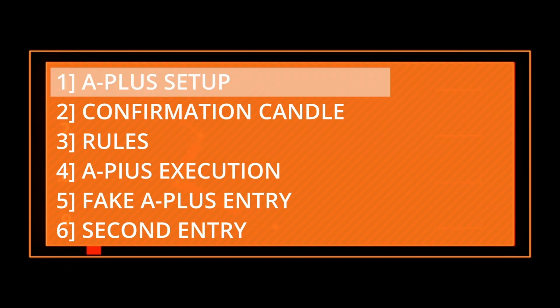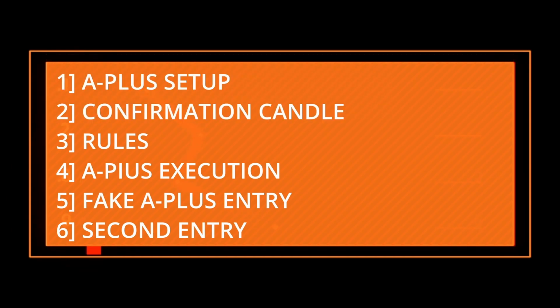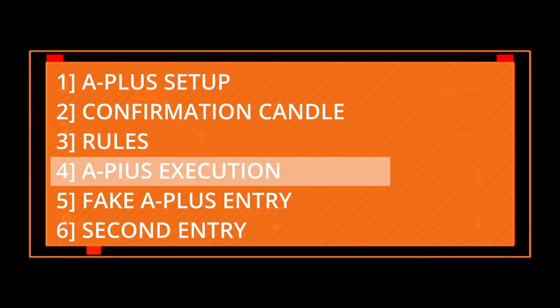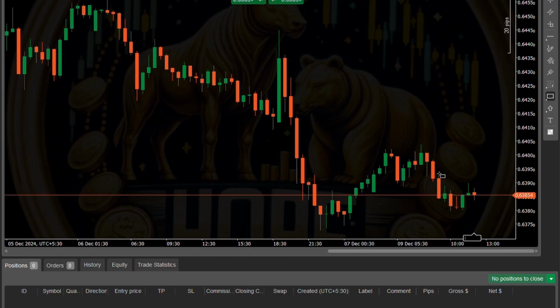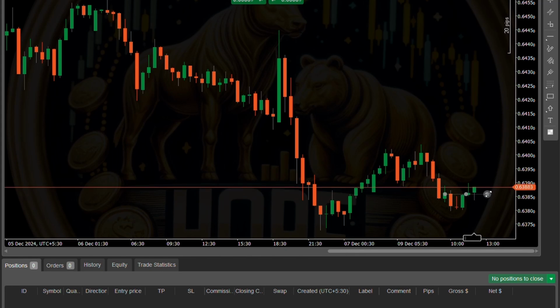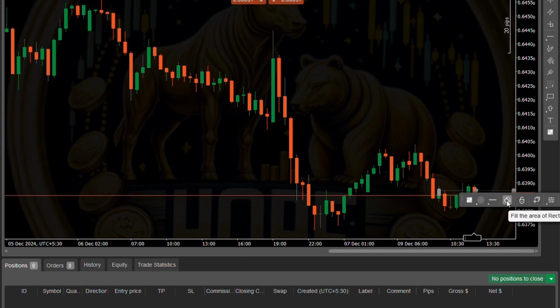Here they are. The first chapter is the A plus setup. The second one is the confirmation candle. The third one is the rules. The fourth one is the examples of the A plus setup. The fifth chapter is the fake counter setup. And the last chapter is the second entry. As we know, the second and the final chapter titles are the same for all these 8 setups. So if you don't know how to identify the confirmation candle, we clearly explained it in that video. Please watch that video. So let's move to the first chapter, the A plus setup.